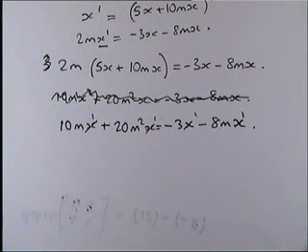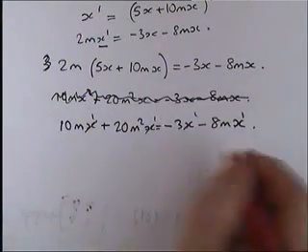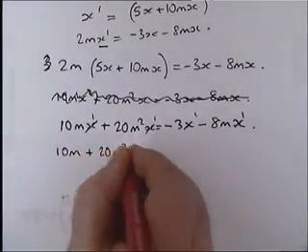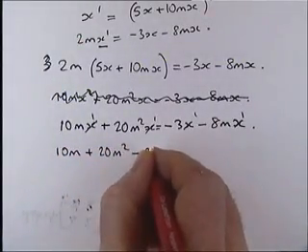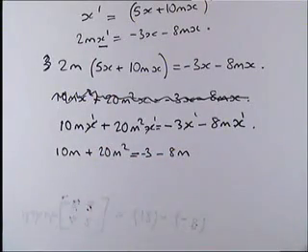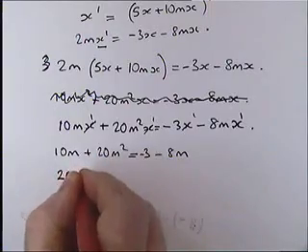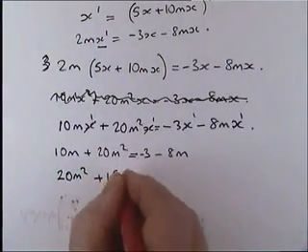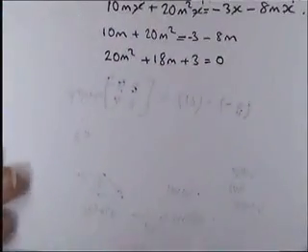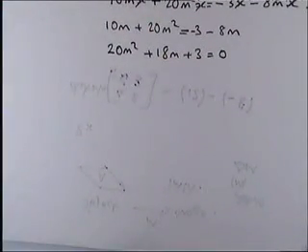If you're not quite sure on how to do that, then have a look at my video on simplifying algebraic fractions on the How to Do Algebra playlist. Right, so then we're left with 10m plus 20m squared equals minus 3 minus 8m, which is a quadratic equation. So now solve that quadratic equation.